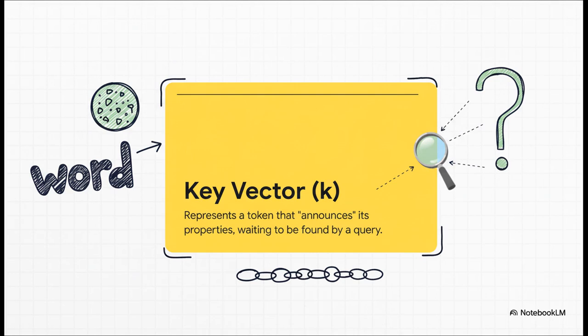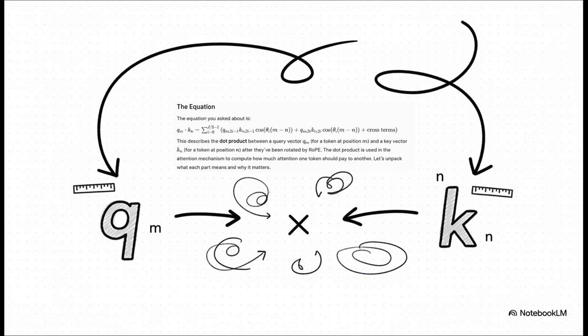And of course, if a query is asking a question, you need something that has the answer. That's the key vector, or K. The key is what each word uses to announce what it is. It's like a word holding up a sign that says, hey, I'm the one doing the action, or I'm a thing. It's just waiting for a query to come find it. So if we look back at our big equation, you can see them right there. We've got Q for our query word at some position m, and K for our key word at position n. The whole point of this equation is to figure out how related these two words are, to measure how much they're aligned.